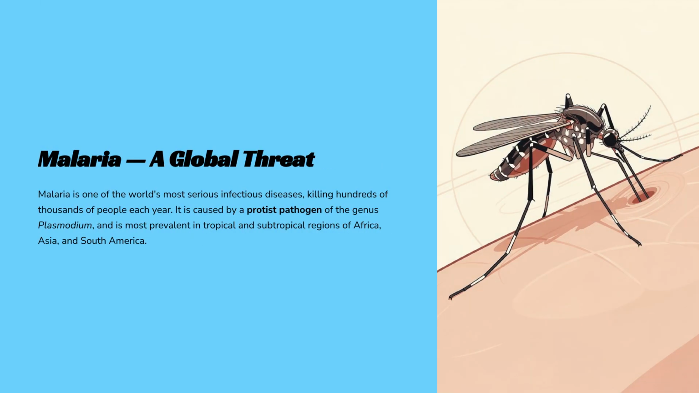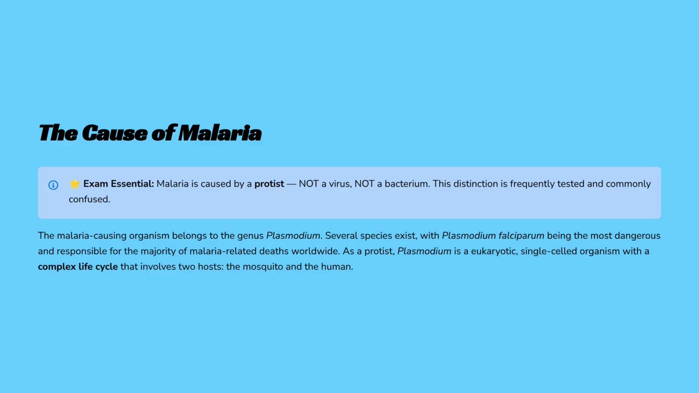Malaria is a severe infectious disease caused by the Plasmodium genus. It is particularly prevalent in tropical and subtropical regions across Africa, Asia, and South America. Remember for your exams, malaria is caused by a protist, not a virus or bacterium. The Plasmodium organism has a complex life cycle involving both mosquito and human hosts.